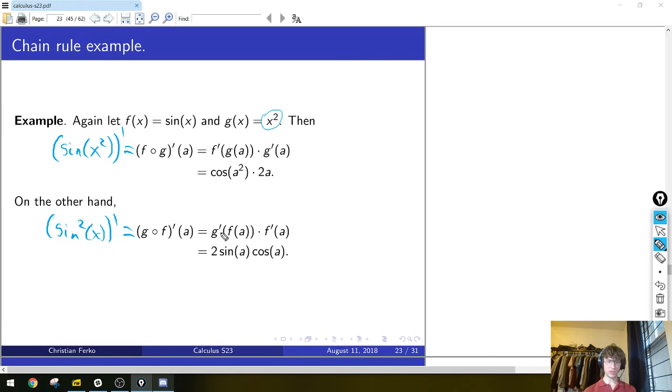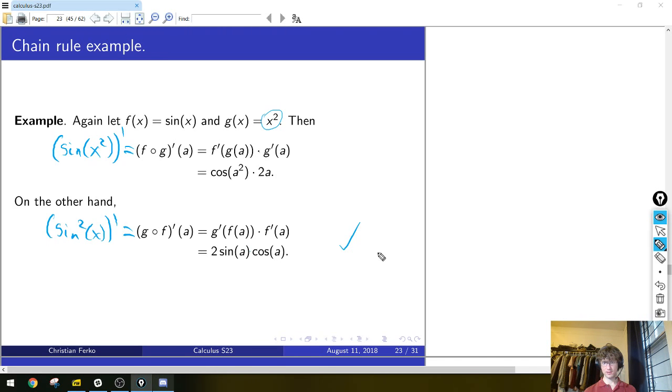So how do you differentiate sine squared of x? Differentiate the outside function, which is g. So g prime is the derivative of x squared, which is 2x, but you have to plug in sine for x. So that factor is 2 times sine at a, or 2 sine of a. Multiply by the derivative of the inside function. The inside function is sine, and the derivative of sine is cosine. So this one is 2 sine a cosine a. And now you see that the order in which you compose is very important. F composed with g and g composed with f have very different derivatives, and they're very different functions. So, good. Important. Questions on this chain rule example?